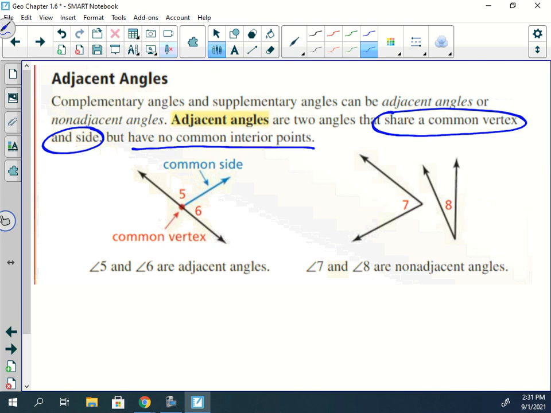Common vertex and side, no common interior points. That's just saying one cannot be inside the other. One angle cannot be inside the other angle. So if one angle is contained within the other, they're not adjacent.